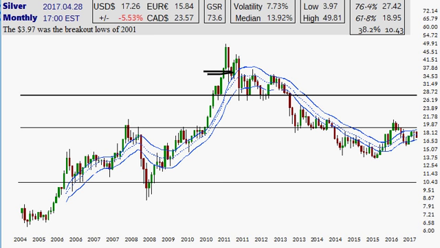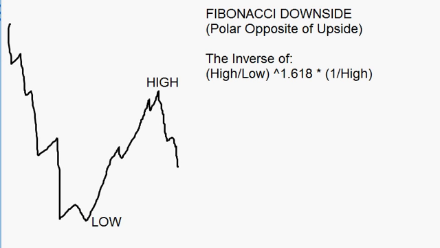And again, I'm using the same calculation that I've used before, but I use the exponent of 1.618. Now, how about something for the opposite, for the downside? How would I calculate that? Well, it's a polar opposite of Fibonacci towards the upside. So I'm going to take the high over the low from its down point.